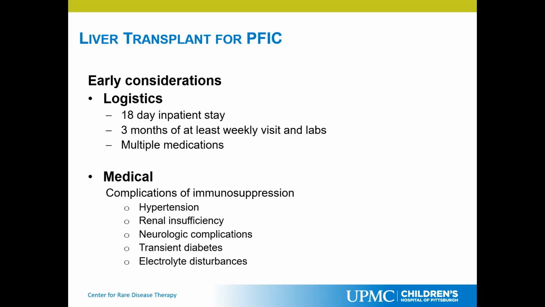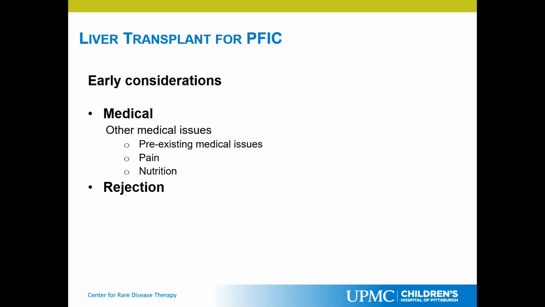And so the early medical complications: you talk about complications of the medicines that we use to prevent rejection. These oftentimes cause issues with hypertension. It can cause renal issues. It can cause issues with seizures if the levels are very high. It can cause transient diabetes. These medications can also frequently cause electrolyte disturbances. And again, these are all things that are early after transplant, but something that has to enter into the risk and benefit. The other thing you have to think about are pre-existing medical issues.